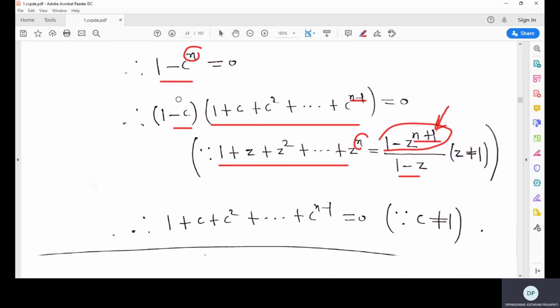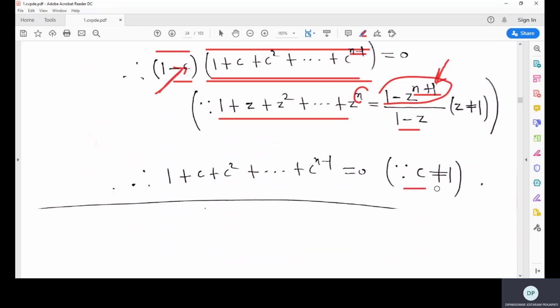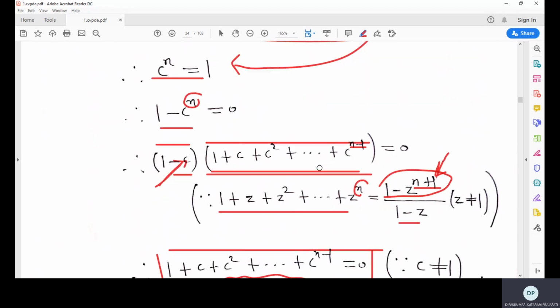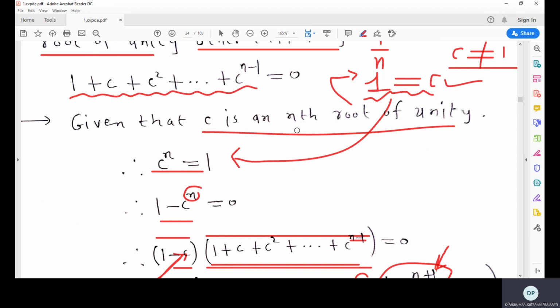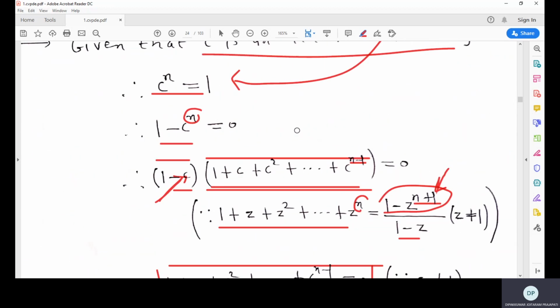Now we have a product of two numbers. One number is 1 minus c, the second number is this one. The product of the two numbers is equal to 0, but this number is non-zero. Why? Because c is not equal to 1. So 1 minus c is non-zero. Therefore we must have 1 plus c up to c raised to n minus 1 equal to 0. Okay, so this is a very important example. It is asked in many exams.